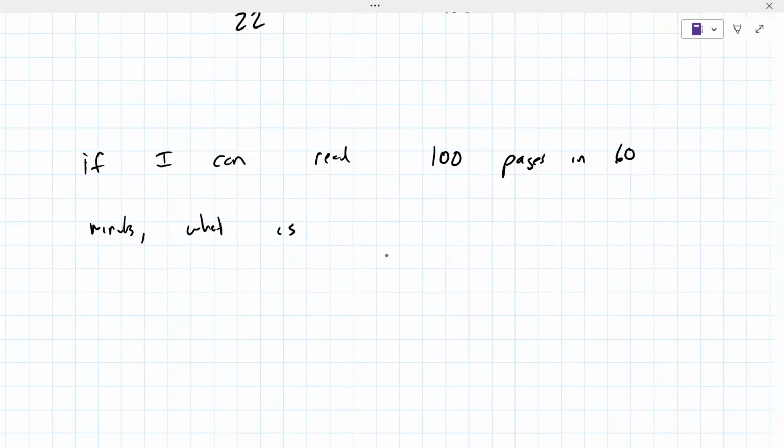All right, if I can read 100 pages in 60 minutes, what is the unit rate? Okay, so 100 pages and 60. Typically, time is on the bottom.